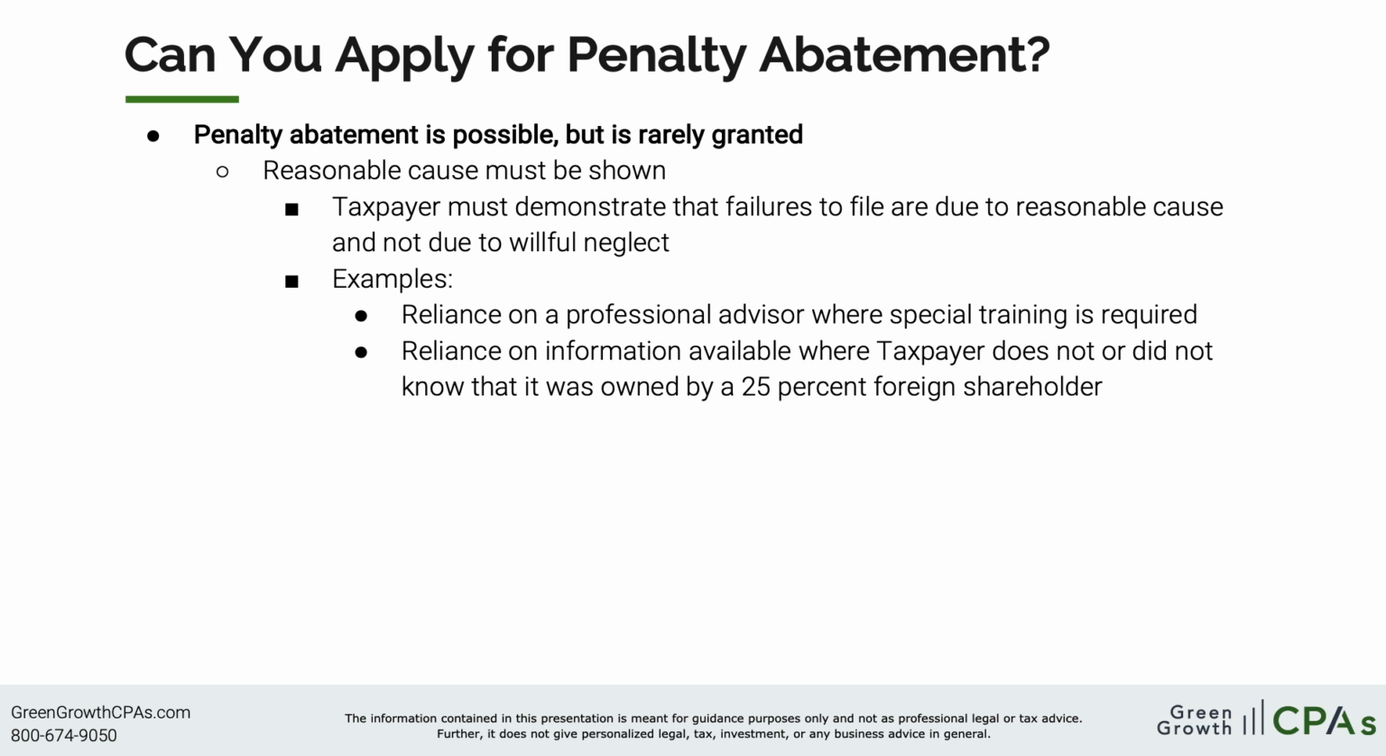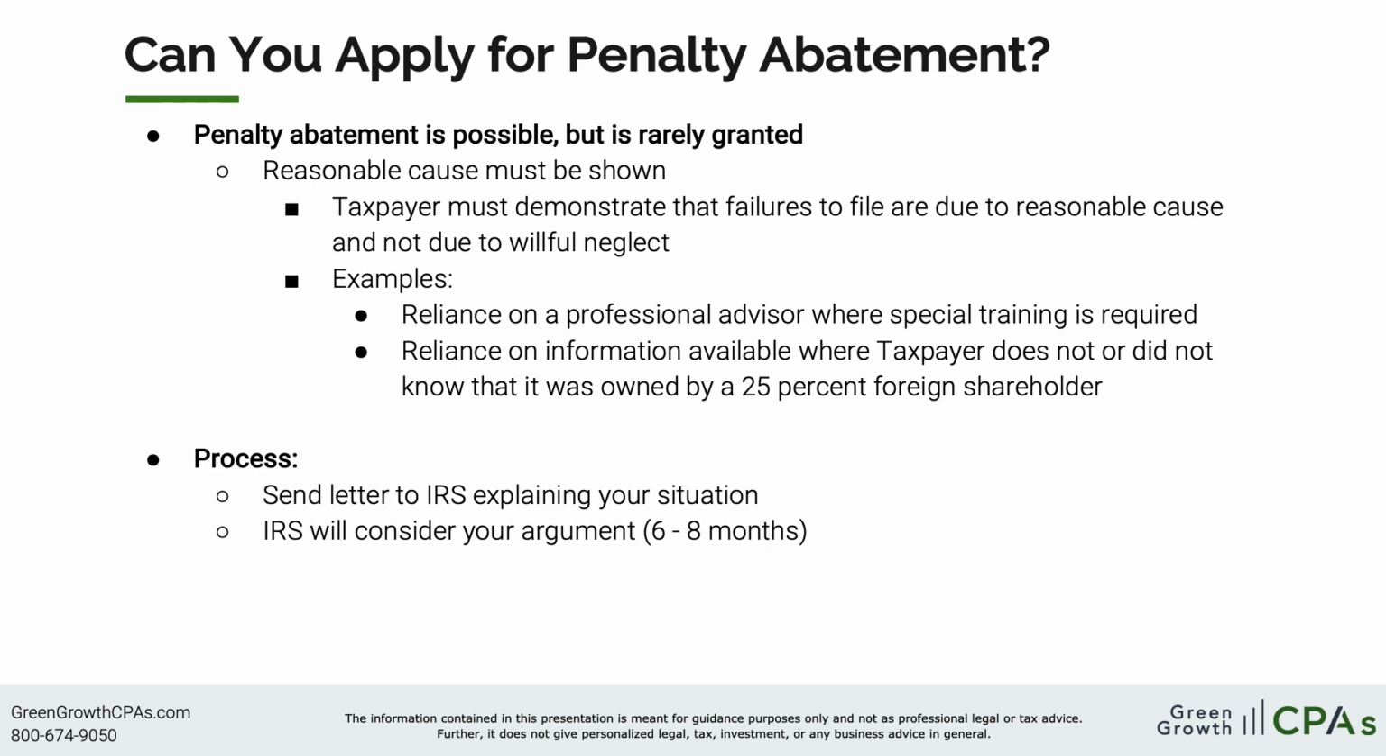Now, another example of reasonable cause could be that there's reliance on information where the taxpayer did not know that it was owned by a 25% foreign shareholder. Sometimes when you get into joint venture deals or you sell off equity, you may not know who the full owners are of that company that's buying you. So not knowing that could potentially be reasonable cause for not filing or filing late.